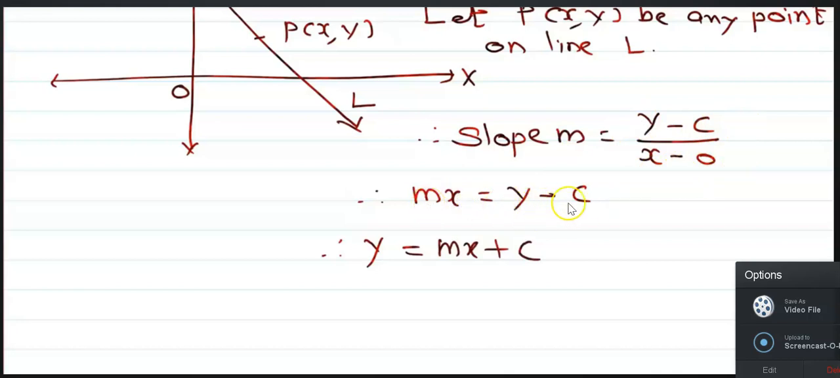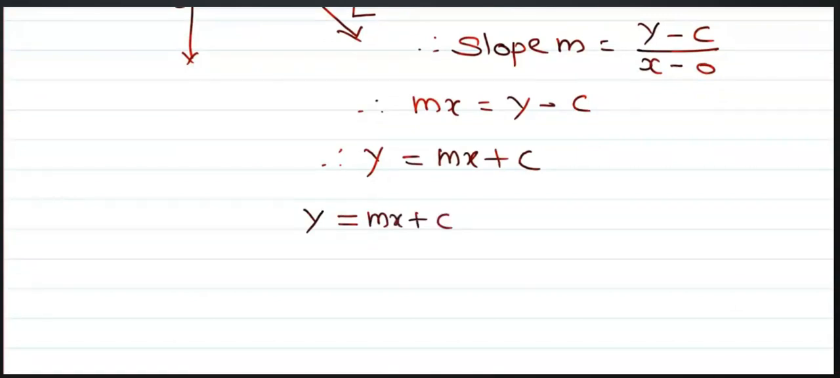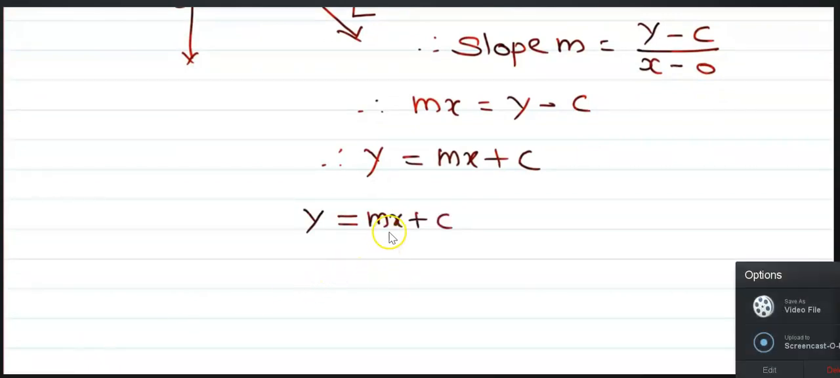Therefore, mx is equal to y minus c. If we rearrange the terms, then you have the equation of the line y is equal to mx plus c. This equation is called the slope-intercept form. It is a very standard and nice result, because it clearly contains the slope m and the intercept c. This intercept c is nothing but the y-intercept.